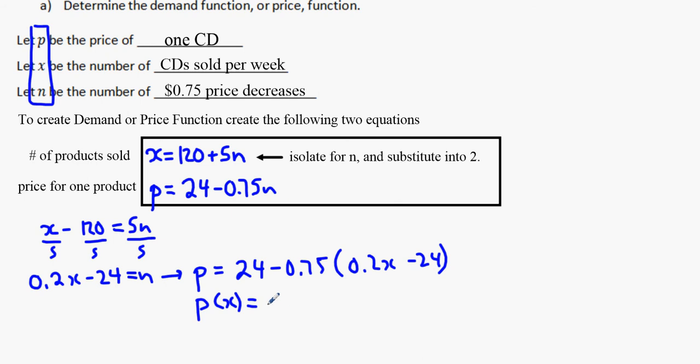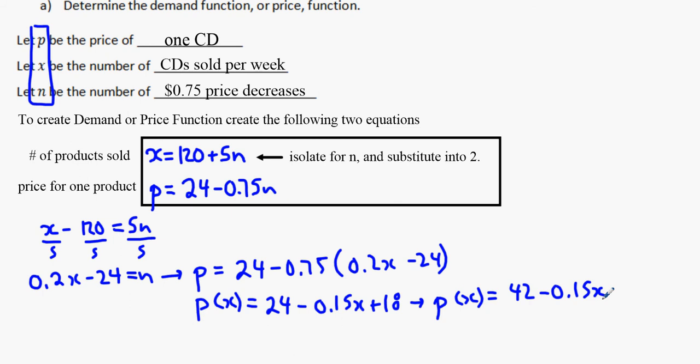So this is going to be equal to 24 minus 0.15x when I multiply it out. And then here, 3/4 of 24 is 18, so plus 18. Add like terms, and so my demand function will be P of X is equal to 42 minus 0.15x. And so that is my demand function. And there we go. So that is how we do our demand function.